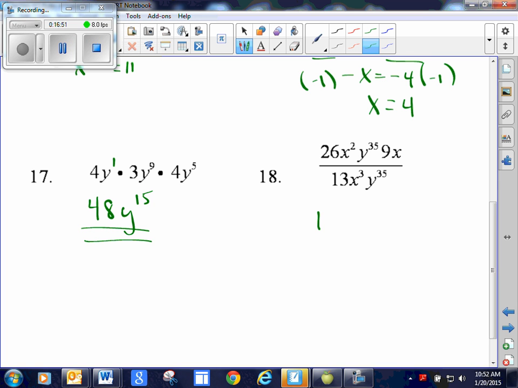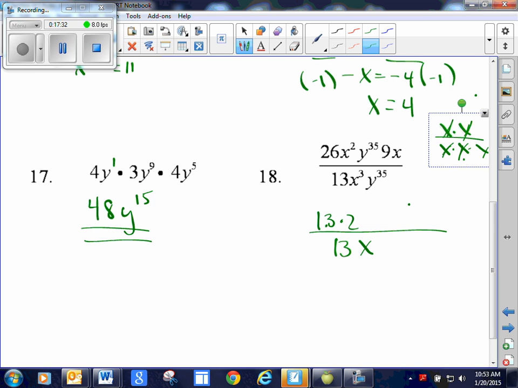I'm going to think of 26 as 13 times 2. I've got x squared and x cubed here. This is interesting because if I subtract 2 from 3, I get minus 1. When you have a minus exponent, it's on the bottom. If you think about these 2 x's stretched out and the 3 x's on the bottom stretched out, when you cancel, cancel, cancel, cancel, the 1 x that's left is in the denominator. Can't make my pen go up there exactly. There it is. So this x that's left is in the denominator.